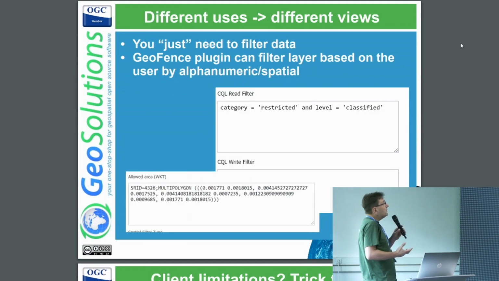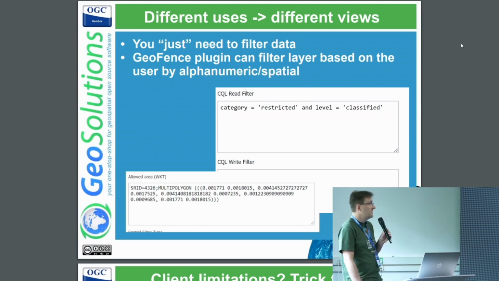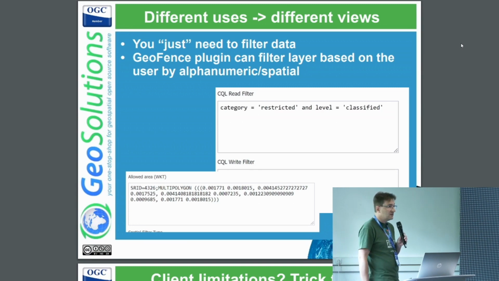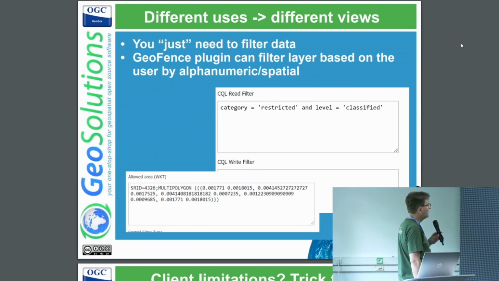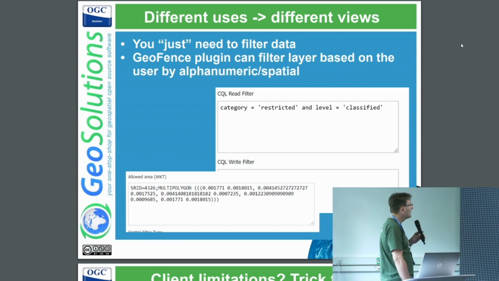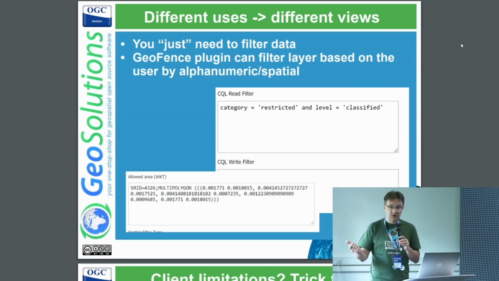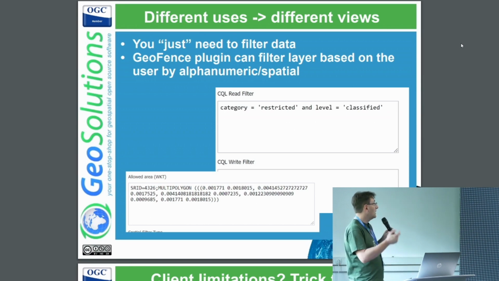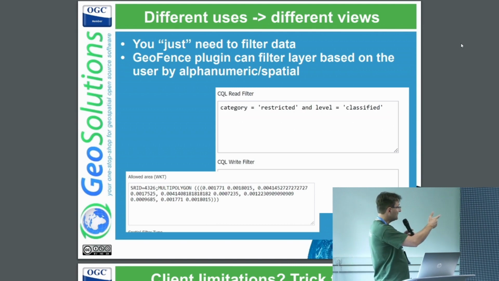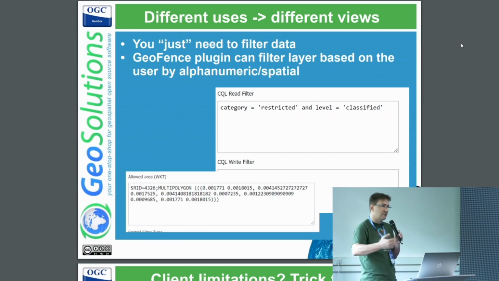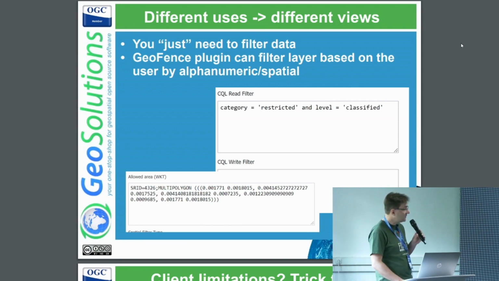Let's say that different users need different views of the data. Well, okay, you just need to filter the data. It could be done by a SQL filter from your client, or you can manage it with security and just attach different filters in a GeoFence rule, for example, to restrict what they can see by area, by alphanumeric content, and so on. You don't need to set up a different layer for different users. You just need to have one layer and dynamically filter it based on the current user.